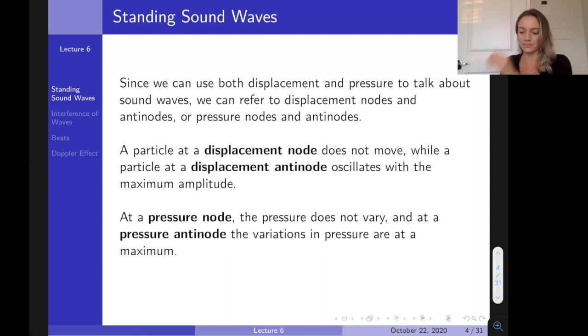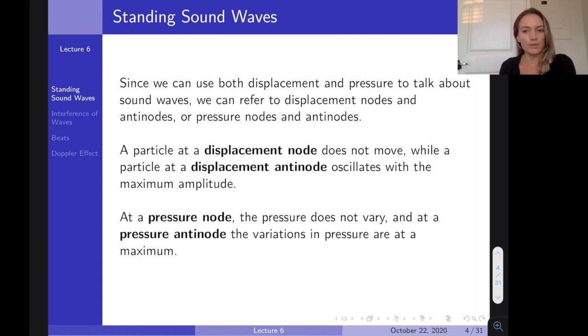So that air particle or water particle, whatever it is, will be going the maximum amplitude to the left or right. And now we also are going to have pressure nodes. A pressure node is again one that doesn't vary, so the pressure at a pressure node stays relatively constant. And then the pressure at a pressure antinode is going to undergo the maximum compression and the maximum expansion. So it's going to be undergoing the maximum pressure differences at a pressure antinode.